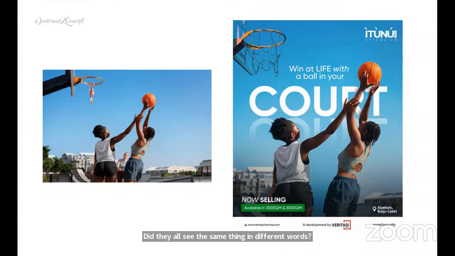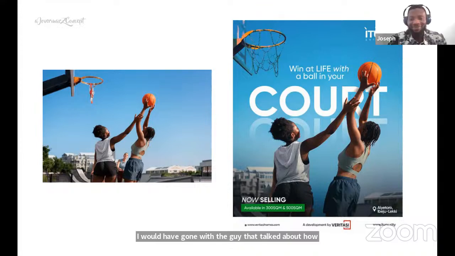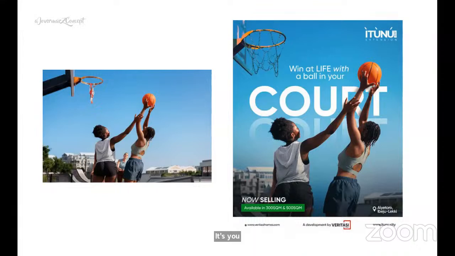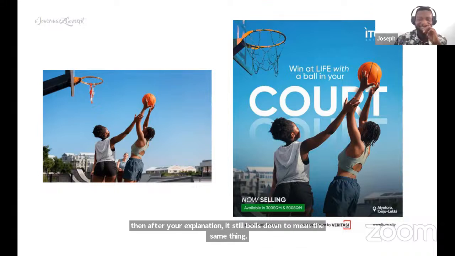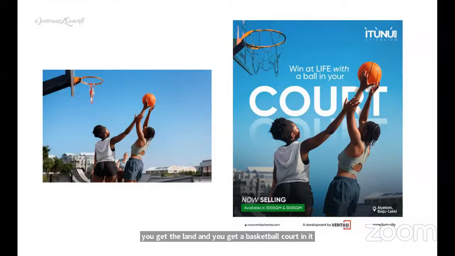Okay, yes, to an extent. If I was to speak, I would have gone with the guy that talked about how this is just metaphorical, stating that it's you attaining your goals and other things. But after your explanation, it still boils down to the same thing: you get the land and you get this estate with a basketball court in it. So then it seems to be conflicting.